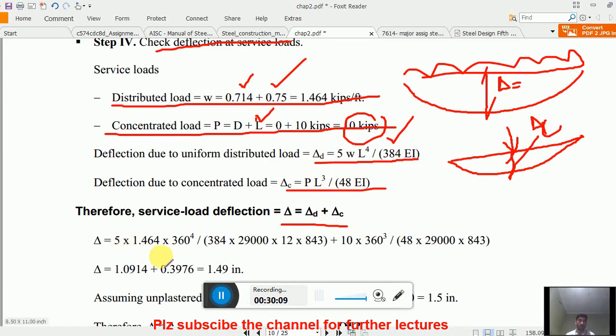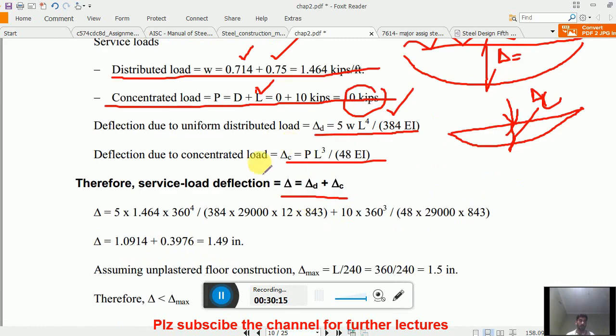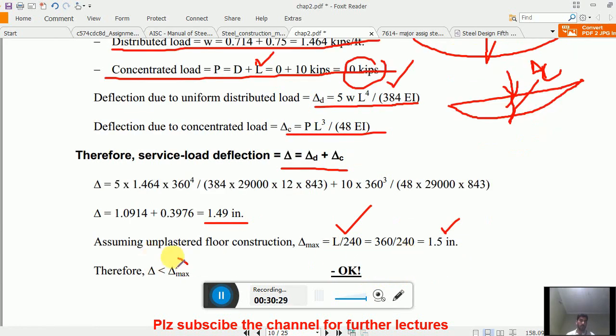Now once they calculate the total deflection, total dead and live load, service deflection, remember, not factored, it comes out to be 1.49. When compared with the limit L by 240, you see 1.5. Here we pass basically. You see the deflection is lower than the maximum and the section is okay. So this is good news for you once you pass this test.